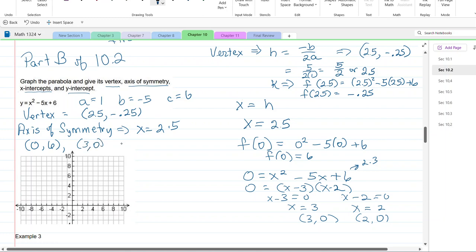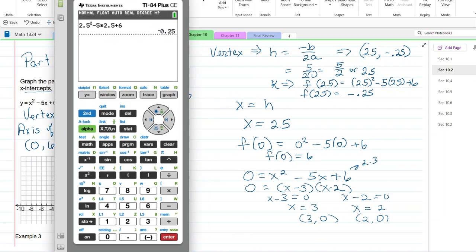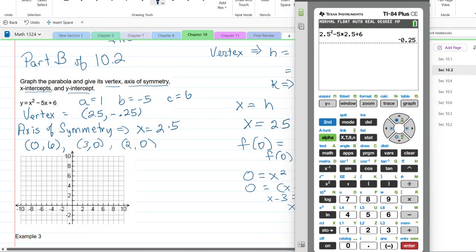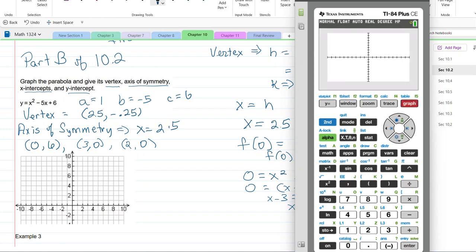Well, what if I made a math error and I want to use my calculator? So here we go. Let's do that. I'm going to go to my y equals. I'm going to leave the parent function in because we want to see what movement happened. I'm going to have my x, second row, second key, squared, minus the 5x, plus 6. And I'm going to graph it. And there we have it.